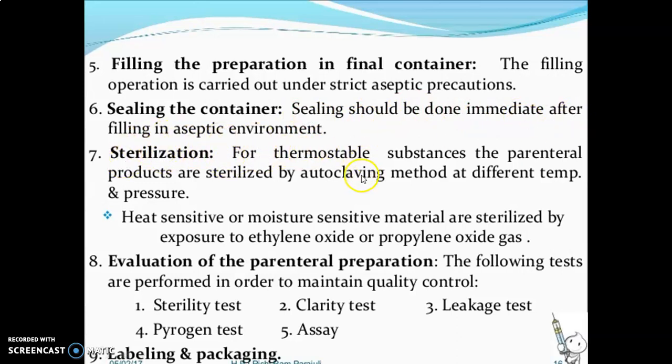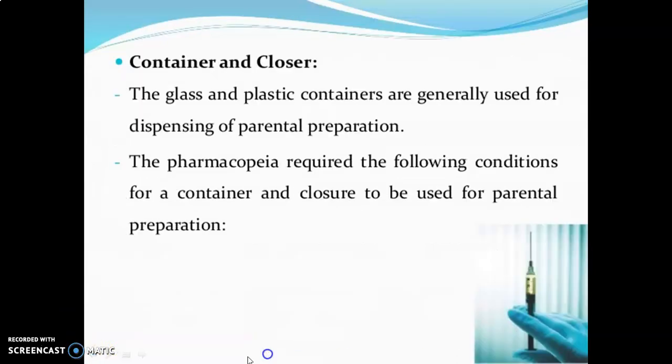Sterilization. For thermostable substances, the parenteral products are sterilized by the autoclaving method at different temperature and pressure. Heat sensitive or moisture sensitive materials are sterilized by exposure to ethylene oxide or propylene oxide gas. Evaluation of the parenteral preparation. The following tests are performed in order to maintain quality control: sterility test, clarity test, leakage test, pyrogen test and assay. Then labeling and packaging.